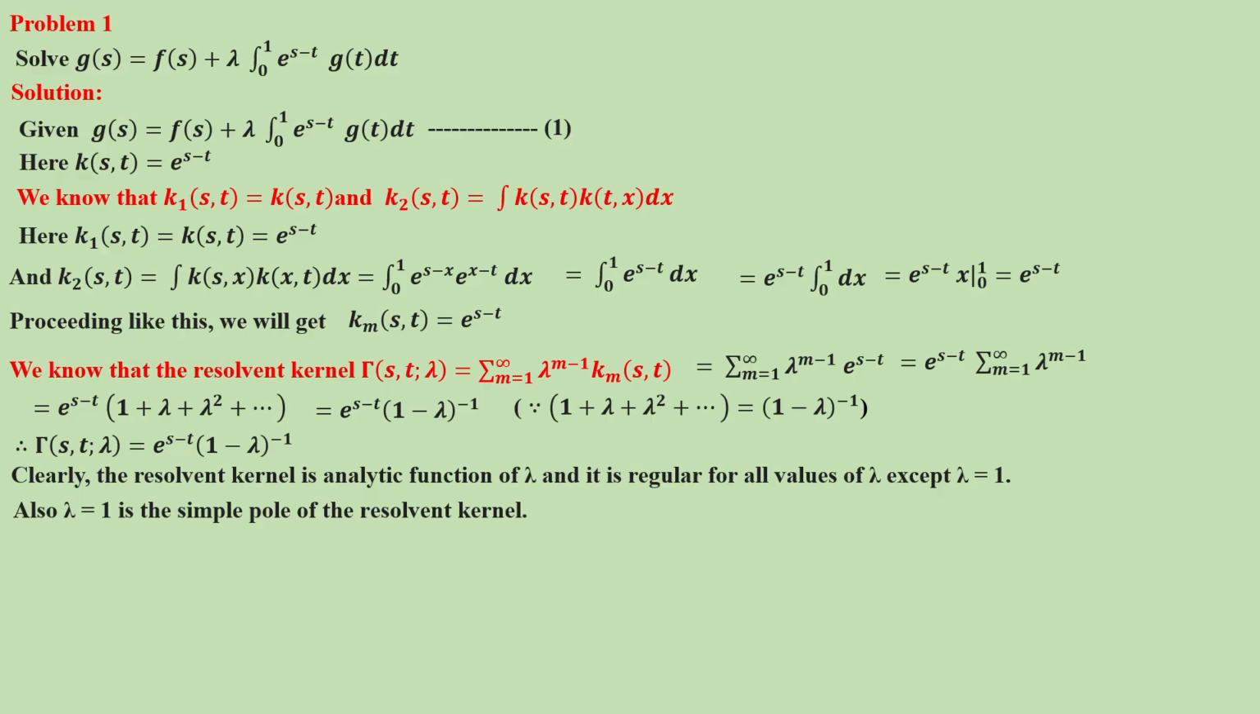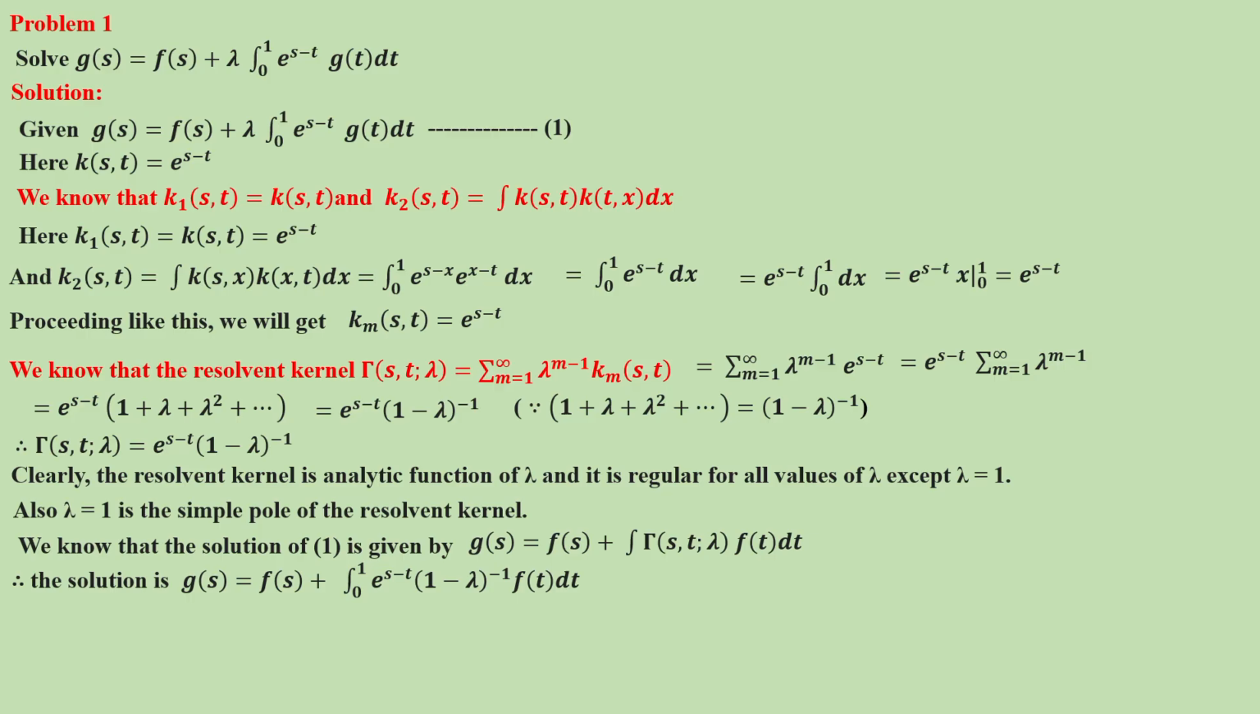So that is called a simple pole, right? So we know that the solution of 1 is given by g of s is equal to f of s plus integral gamma s comma t colon lambda f of t dt. Therefore the solution is g of s is equal to f of s plus integral 0 to 1, substituting the value of gamma, e power s minus t, 1 minus lambda power minus 1, f of t dt.